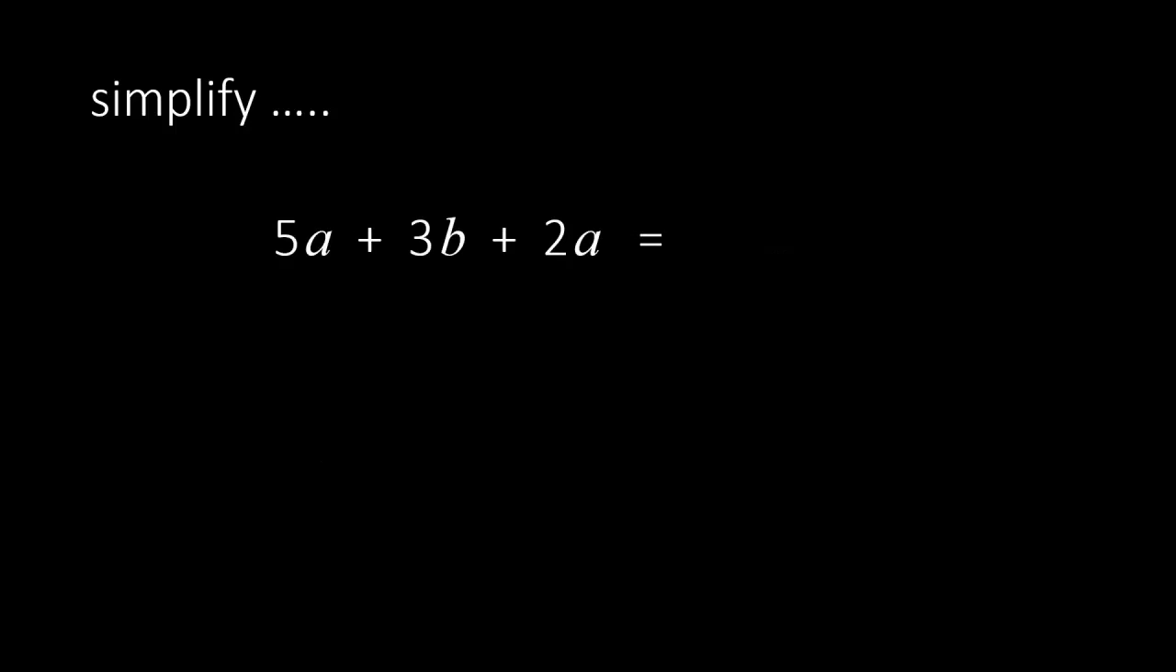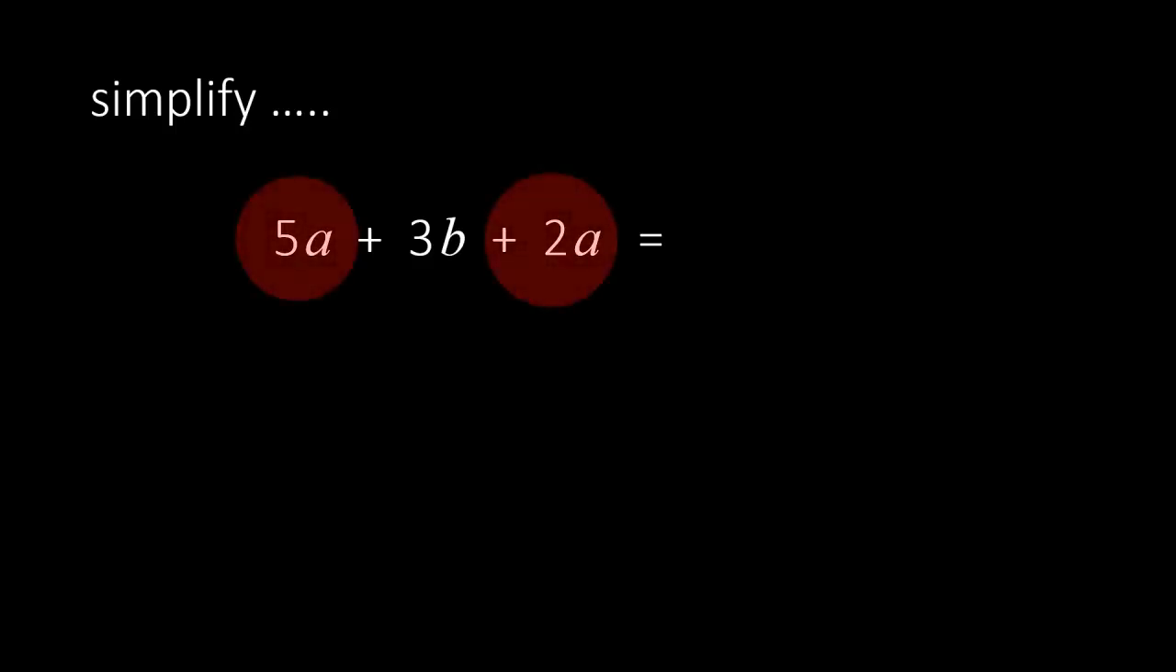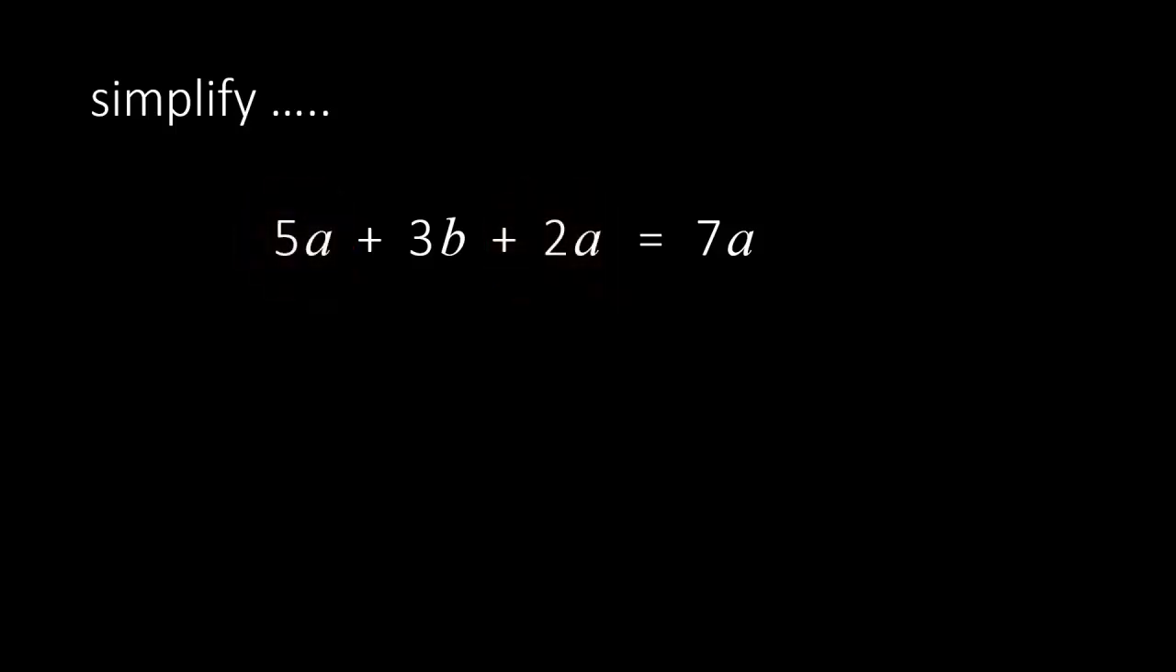Let's have a look at them when we've got 2 letters. So we've got 5a plus 3b plus 2a. Let's get a look at those a's then. Let's put some circles around them. Now we've got 5a plus 2a. Well, that's a total of 7a. And what's left? Well, there's just 3b, and that's a plus, so it's plus 3b. So we've simplified it. We've written less. We haven't got 2 lots of a's. We've worked out what the total is.